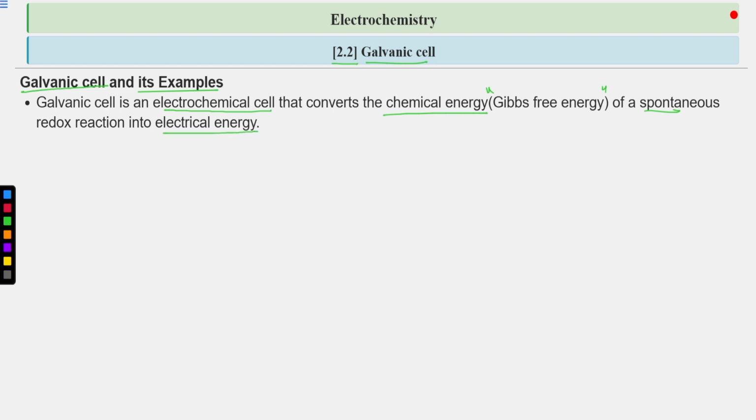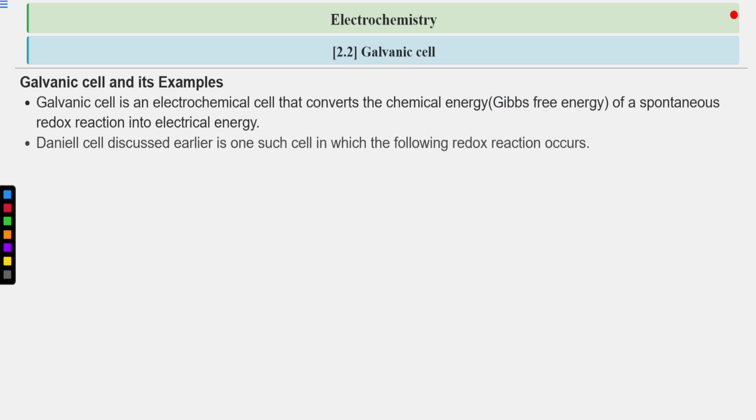So, three terms are important here. First of all, we are talking about the galvanic cell, which comes under the electrochemical cell. Secondly, it converts chemical energy to electrical energy. And here in the galvanic cell, we talk about the Gibbs free energy of a spontaneous redox reaction. Spontaneous redox reaction means the delta G will be negative and the reaction will happen spontaneously. The Daniell cell discussed earlier is one such cell in which the following redox reaction occurs.